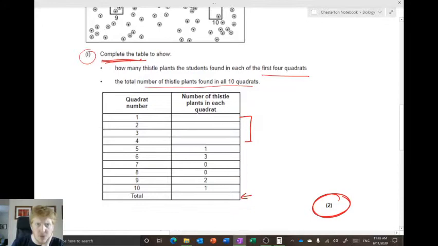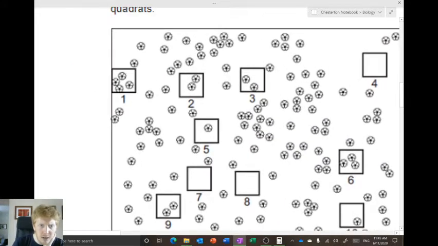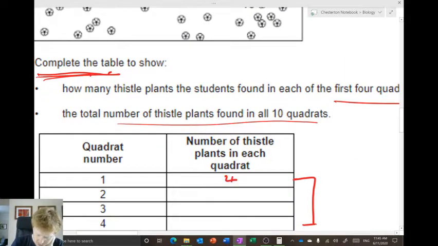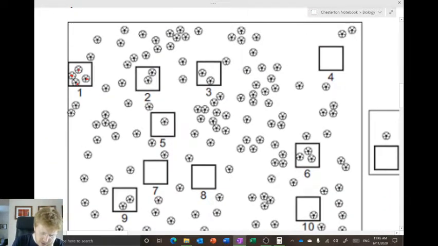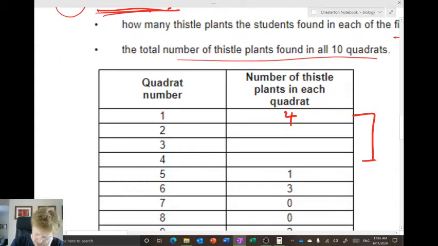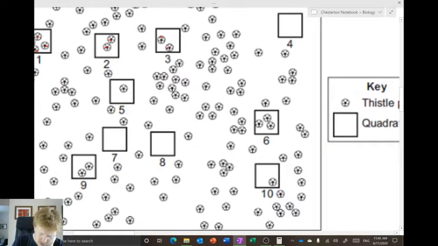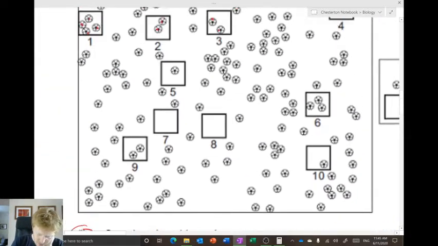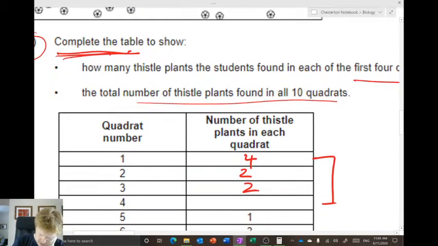All right, so in quadrat 1, how many thistle plants are there? So we look at quadrat 1 and we go, all right, there's 1, 2, 3, 4 thistle plants. And so we go down here, and it's really easy, right? It's a good question to have, but it's there anyway. Quadrat 2, 1, 2 thistle plants. Quadrat 3 is 1, 2. And I am doing this live, guys, which is why it's slow. You have to keep up with my thinking. And in 4, there are 0 thistle plants, okay?